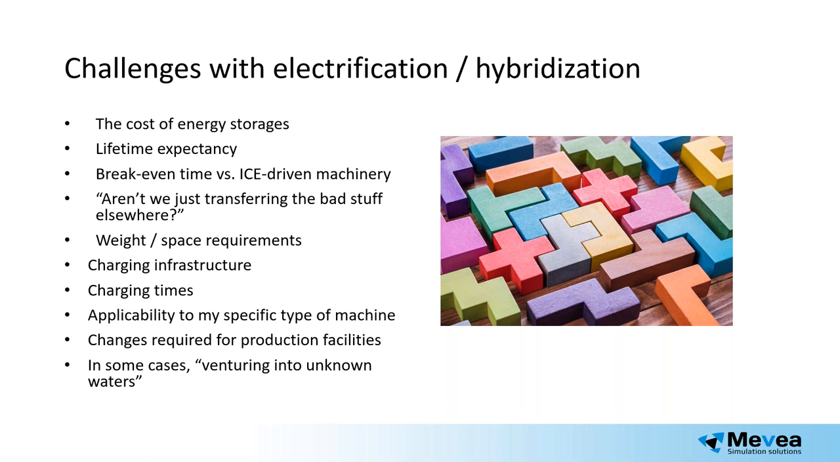Weight and space requirements for batteries, newly introduced drives, all the power electronics. We need to basically redesign the whole machine. Even though the fuel tank can probably be reduced in size and the diesel engine can be reduced in size, we still need more space. Do we distribute the batteries throughout the machine? Where do we put the batteries, electrical drives, etc.?